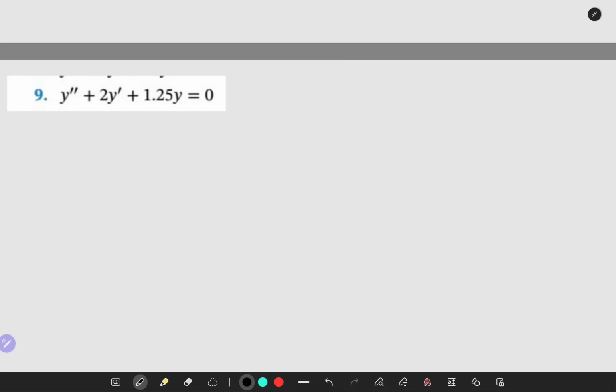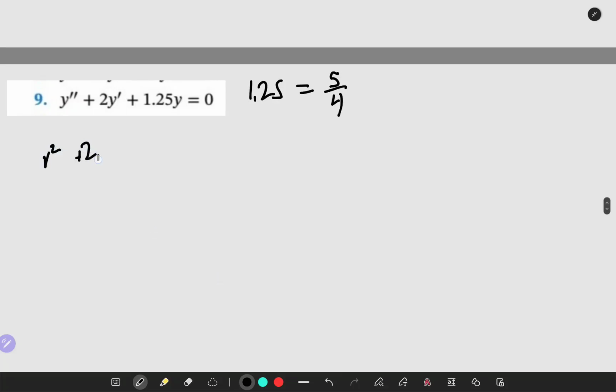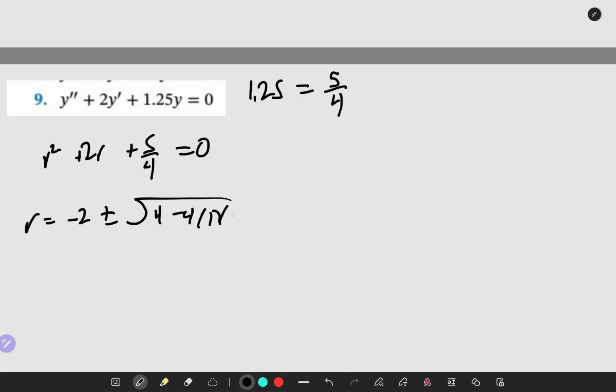So plug in, first of all, 1.25 is equal to 5 over 4, right? So then we have r squared plus 2r plus 5 over 4 equals 0. I proposed y equals e to the rt, plug them in, cancel the e to the rt's, and we're left with this. And so now, solve for r using the quadratic formula: r is equal to negative 2 plus or minus the square root of 2 squared, which is 4, minus 4 times a times c.